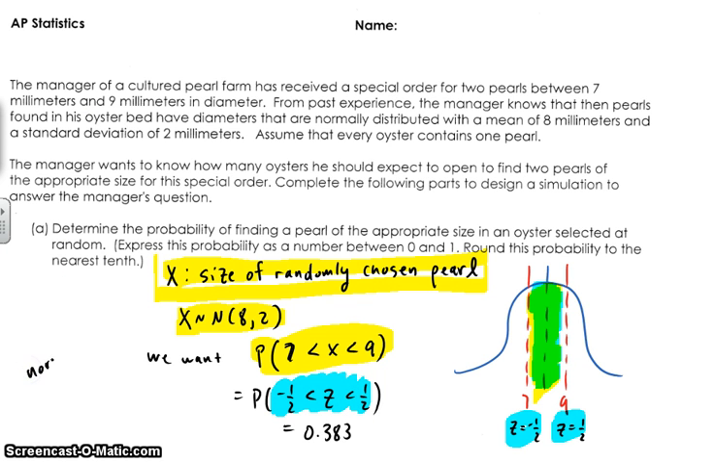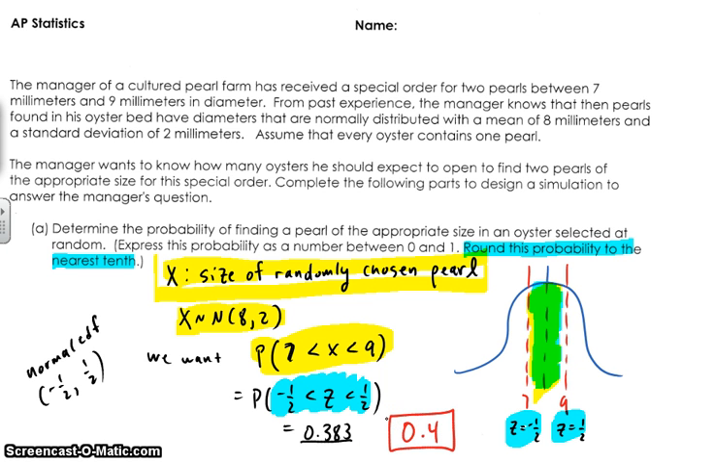Remembering that we use the function normalcdf, and we get our answer 0.383. However, if we're reading the question carefully, it says round this probability to the nearest tenth. And so our final answer for part A is 0.4. And that rounding is going to affect the rest of the problem here, especially in part B when we're designing a simulation for this probability. Okay. All right, that was part A.